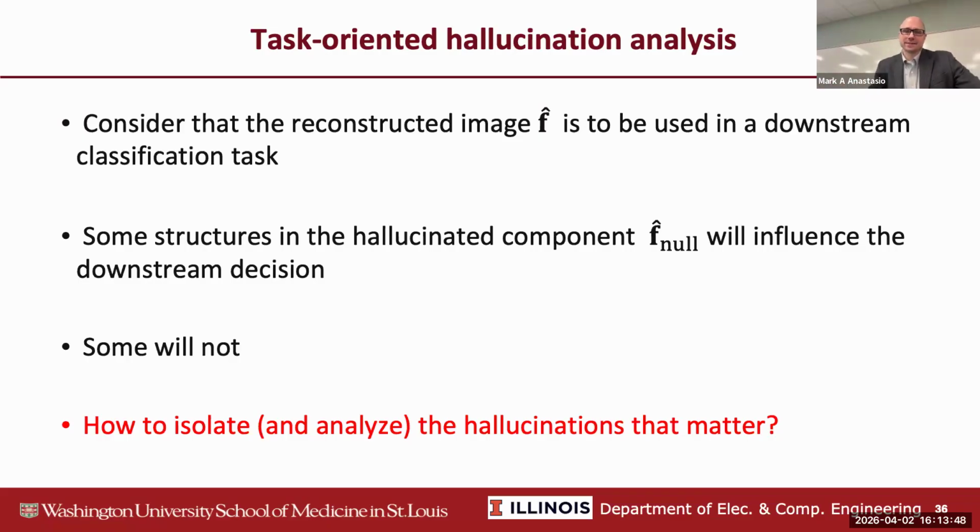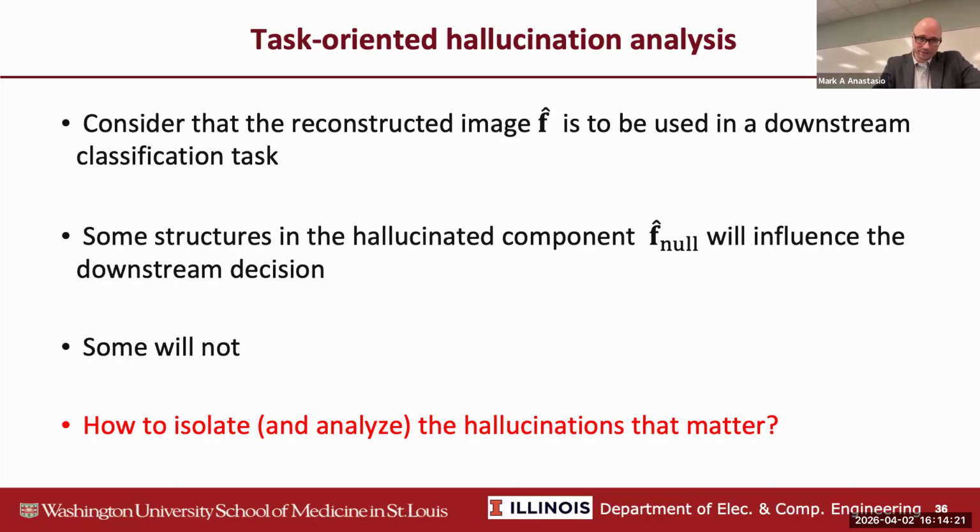So how do we analyze these hallucinated null space components in a task-specific way? Let's consider that our reconstructed image is going to be used in a downstream inference task, say, to classify a signal. For simplicity in this work, I'll just assume there's a downstream binary classification task. So our pipeline is reconstruct an image from undersampled data, maybe use a prior, get some beautiful looking image, then plug it into a classifier and see how useful it is. That's the pipeline, and in the clinic these are the type of pipelines that people consider.